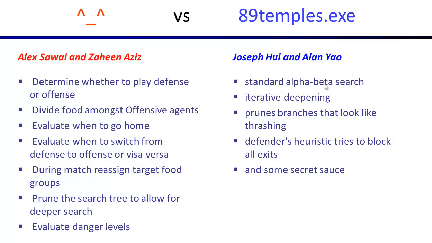All right. 89 temples: standard alpha beta search, iterative deepening, prunes branches that look like thrashing, defender's heuristic tries to block all exits, and then some secret sauce that's hidden because the next contest might be quite similar, in fact, to this contest, and they want to keep their advantage.